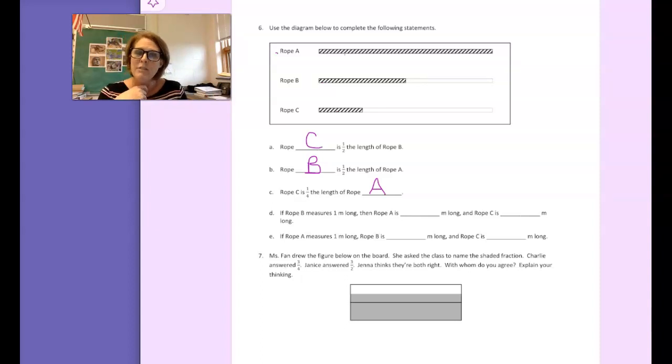Letter D, if rope B measures 1 meter long, so let's pretend that measures 1 meter long, then rope A is blank meters long. Well, rope A is twice the size of rope B, so it would be 2 meters long. And rope C is half the size of rope B, so half of one is 1/2.